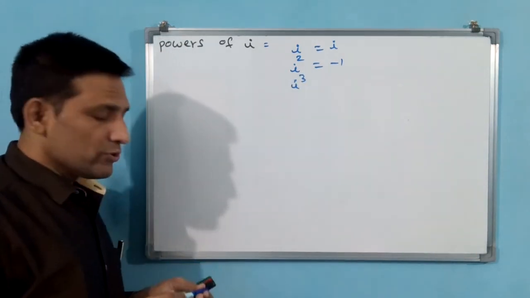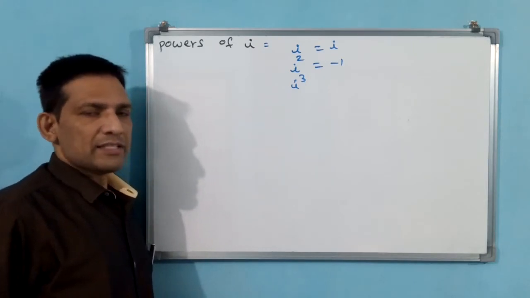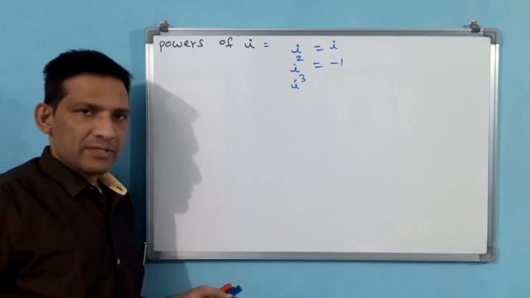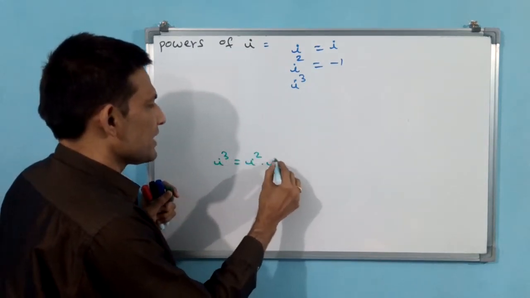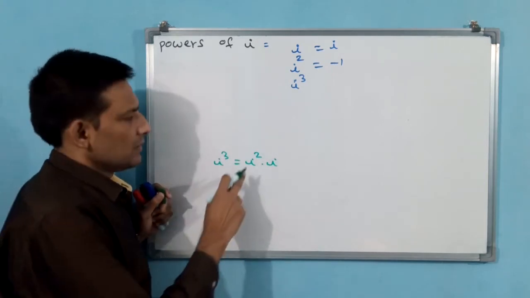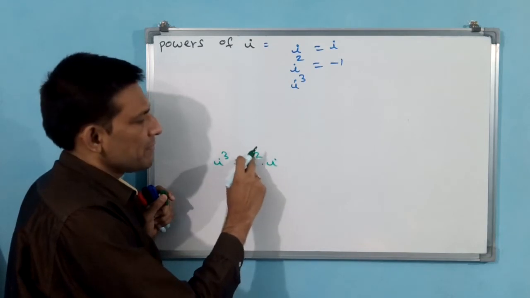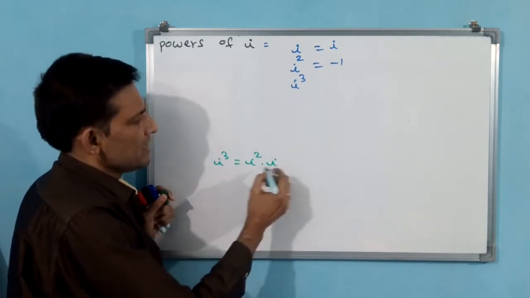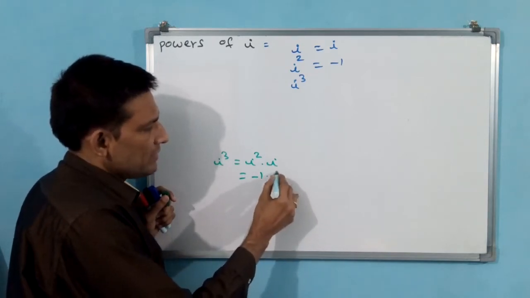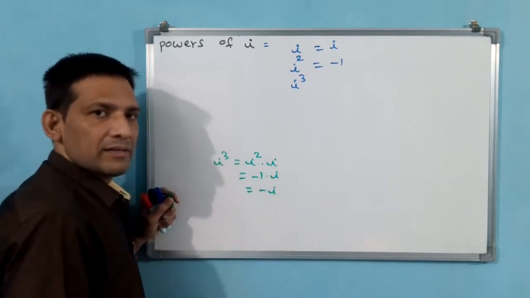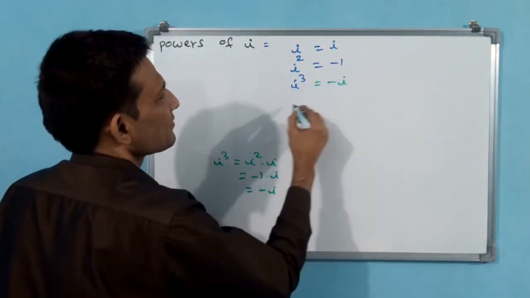Earlier I told you to take I square as base. If you take I square as base, automatically I cube is equal to I square into I. Is it correct? Because bases are same, powers you can add: I power 1, I power 2, 2 plus 1, 3. I square value, you know, is minus 1. I value is I, so minus I. Same thing you write here: I cube is equal to minus I.